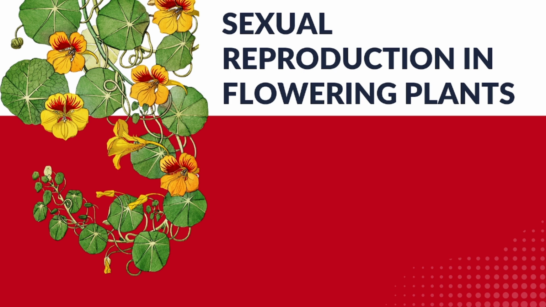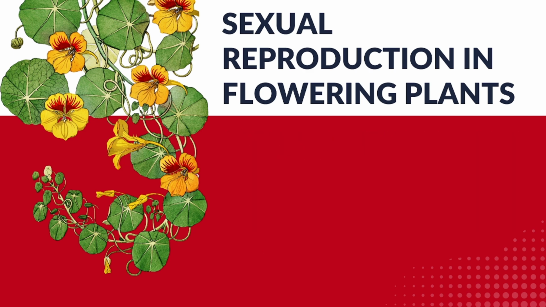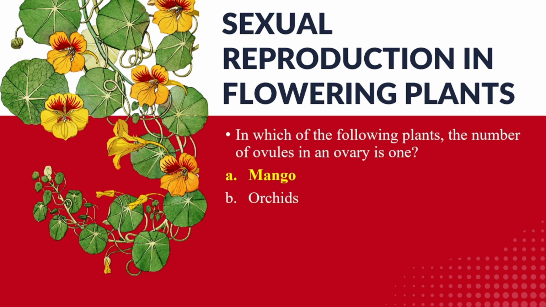The first one is, in which of the following plants is the number of ovules in an ovary 1? Options are mango, orchids, watermelon, and papaya. It's very easy. You can just answer it in a second, right? Orchids are not at all an option because it does not produce a seed. Papaya and watermelon will be having numerous seeds in itself. So obviously the plant which is having one ovule in its ovary will be mango, because one seed is there in a mango. That denotes it is having only one ovule, right? So option A, mango, will be the right answer. And let me know how many of you got it right.